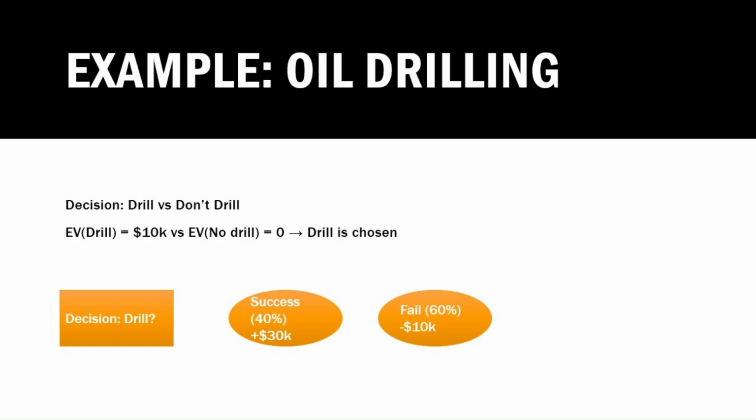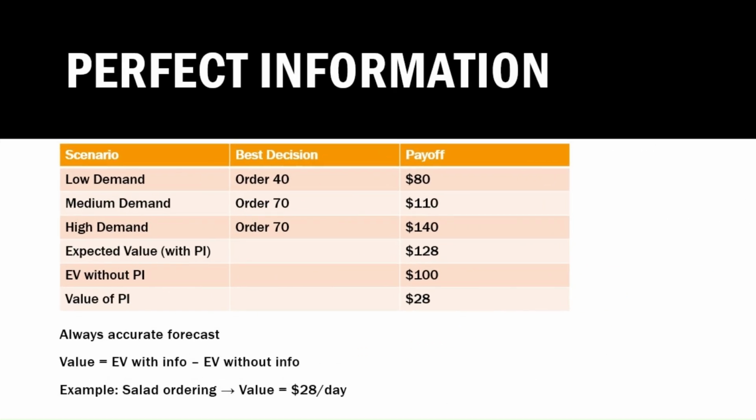The rational choice is to drill. Now let us talk about the value of information. Perfect information tells us the future with certainty. Its value is calculated as expected value with information minus expected value without information. In the salad example, perfect information adds $28 a day. That means $28 is the maximum the business should pay for such information.